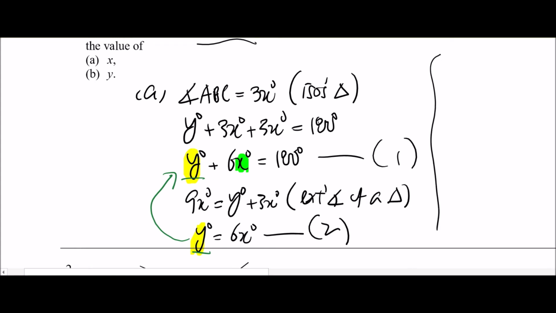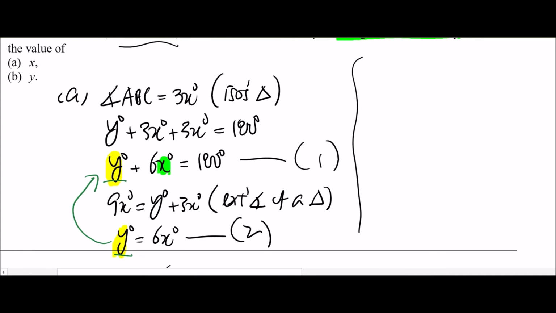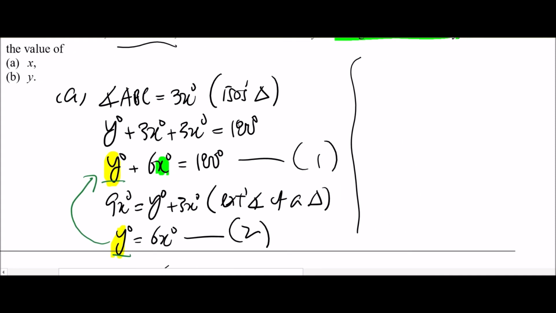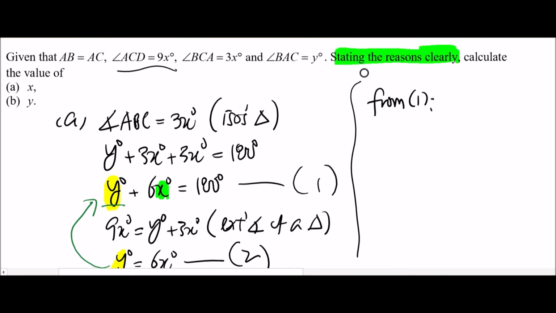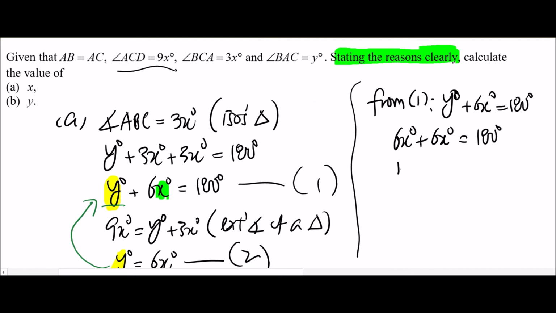I'm running out of space, so I'm going to do it over here. So replacing my angle y with 6x degree. I'm going to refer to my equation number 1, my first piece of information. From 1, y degree plus 6x degree equals to 180 degree. I'm going to replace my angle y with 6x degree: 6x degree plus 6x degree equals to 180 degree. So from here, everything comes naturally.